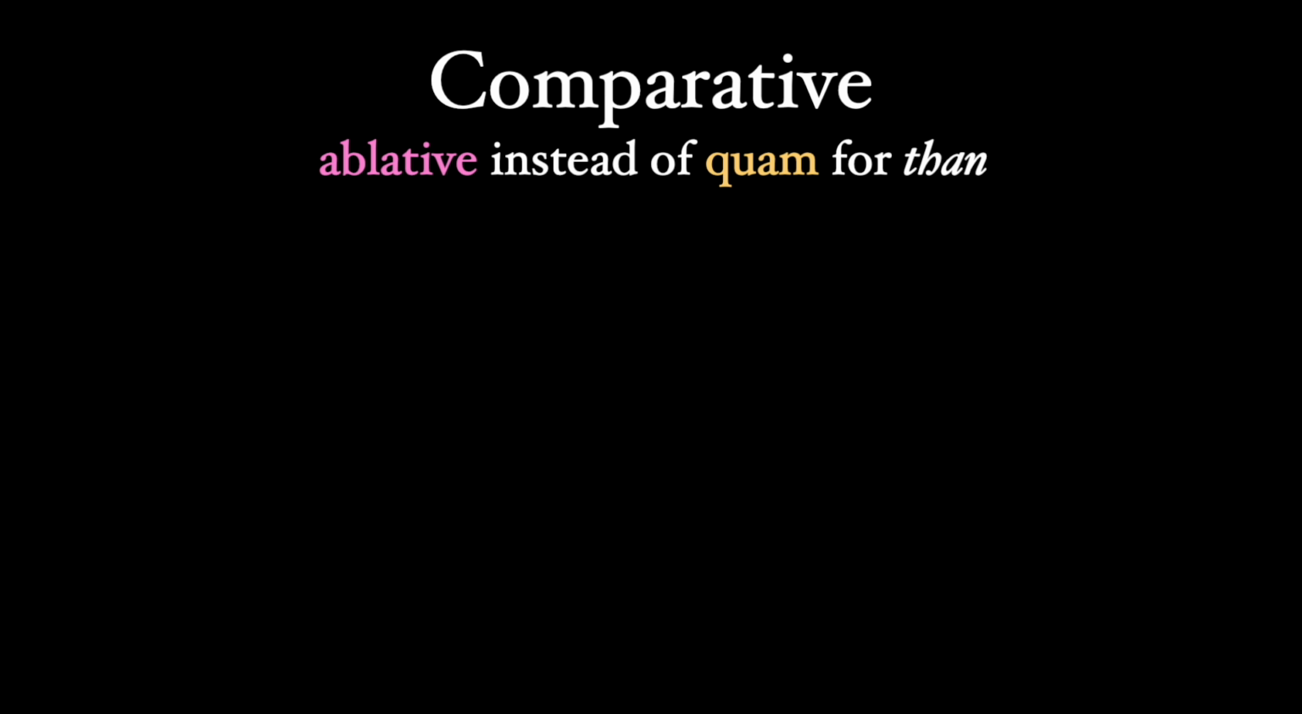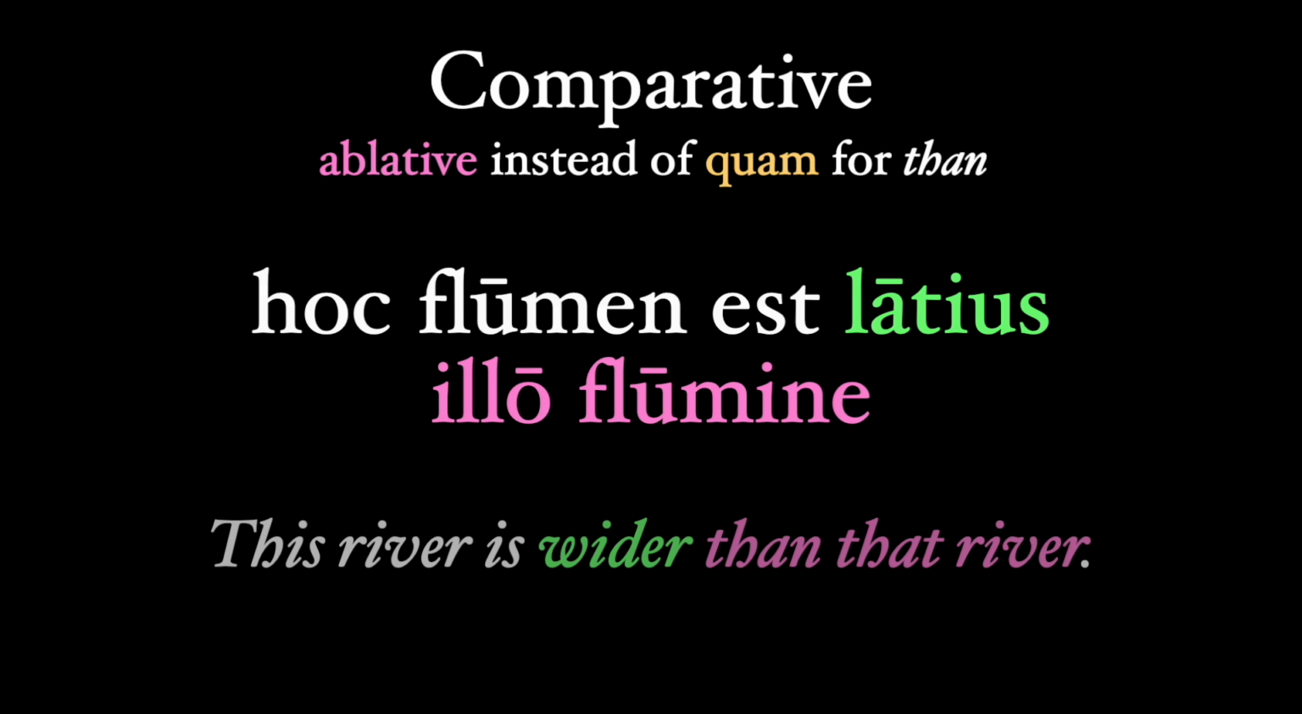We can also remove the quam, though, and put the object of comparison into the ablative case. And I'll be brief about this since it's a bit more complex than using quam, and let's get back to the rivers. Hoc flumen est latius. This river is wider, and that's the same, but let's continue. Illo flumine, then that river. And this is a use of the ablative called the ablative of comparison. If you're a beginner to Latin, I wouldn't worry too much about this. File it away and focus on using quam to mean than. If you'd like to learn more about this, though, check out my video on this ablative of comparison, rule number 45, in my 91 Rules of Latin Grammar series.